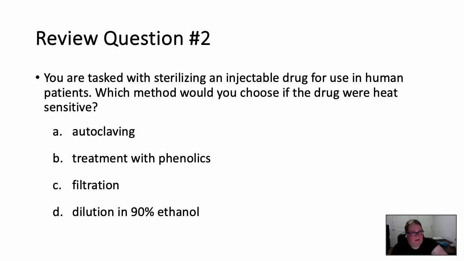Okay, so review question number 2, which is also a good one to know, states, you were tasked with sterilizing an injectable drug for use in human patients. Which method would you choose if the drug were heat sensitive? Would you choose A, autoclaving, B, treatment with phenolics, C, filtration, or D, dilution in 90% ethanol? Okay, so pause the video again and see if you can find the answer for this one.